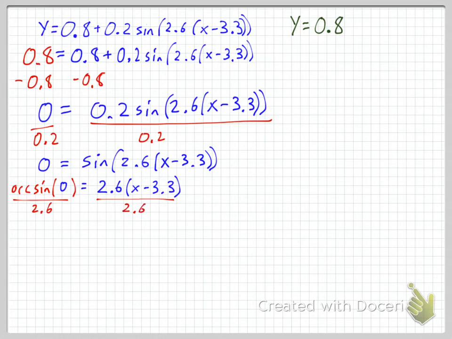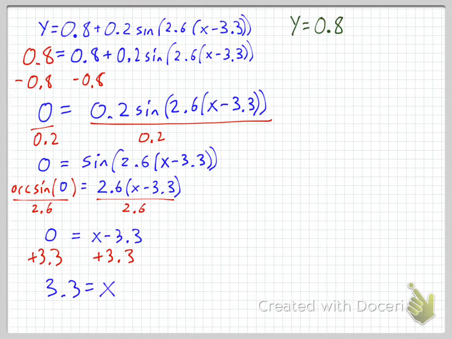And so you notice I'd keep going by dividing both sides by 2.6, but arc sine of 0 is 0. So I'm actually just going to plug in 0. And then 0 divided by 2.6 is 0. Then we add 3.3 to both sides. And we get the answer of x equals 3.3.